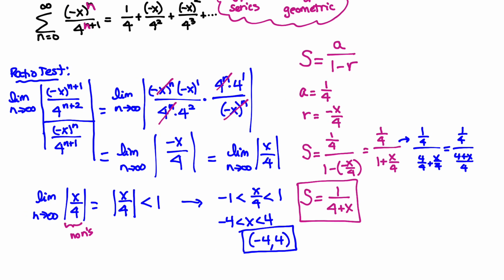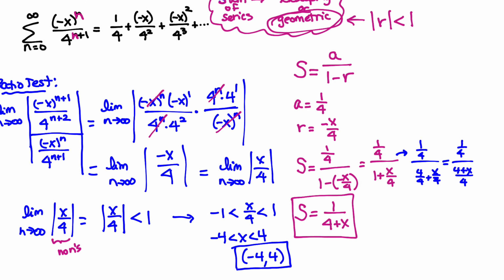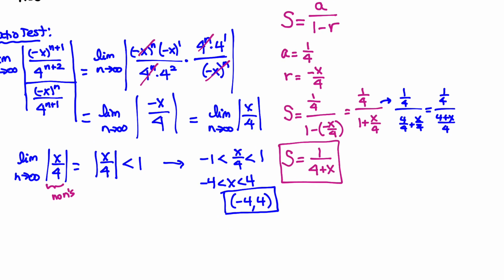Good question. So first of all, because we know it's a geometric series, right? In order for a geometric series to converge, what has to be true? The absolute value of r has to be less than 1. Not equal to, but less than. So that's my clue right there. In a geometric series, it always has to be less than 1.